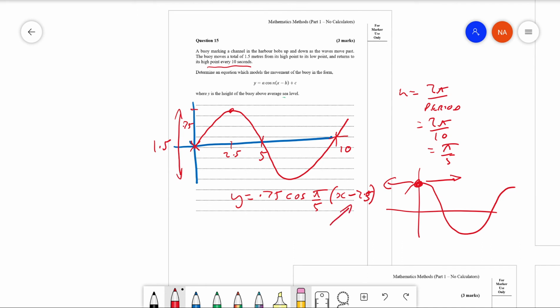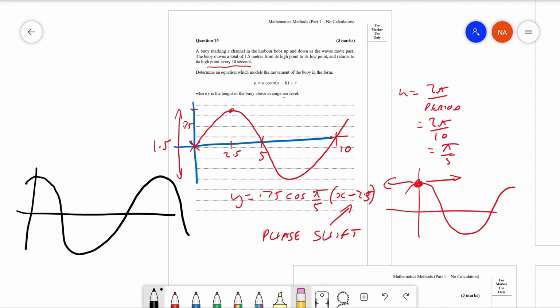Remembering that this horizontal translation can also be called the phase shift. That's only one possible solution. Let me do you another one. Because if you had thought that maybe the curve looks like this, because it's a cosine thing, and it starts off at its highest point. I'm just giving you two because the question didn't tell you where the buoy was to start with. So here's another possible solution.